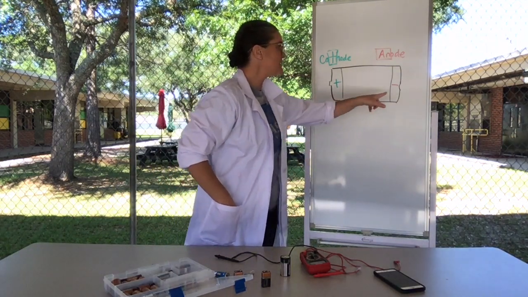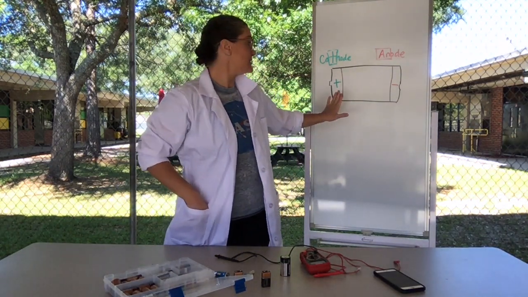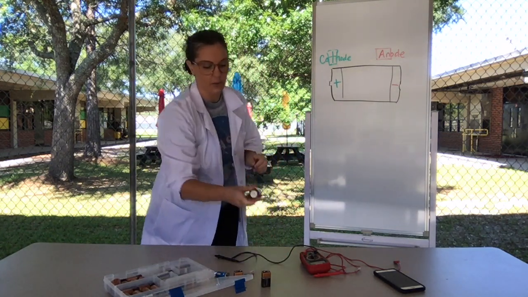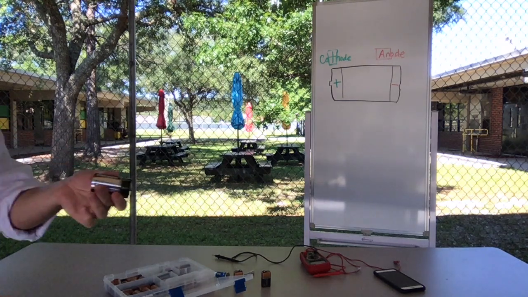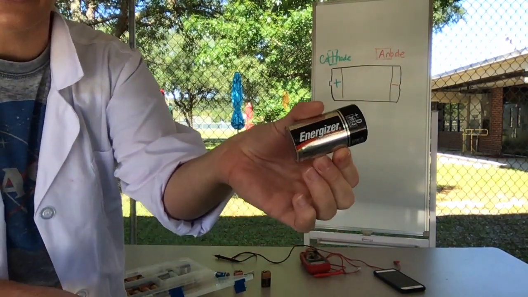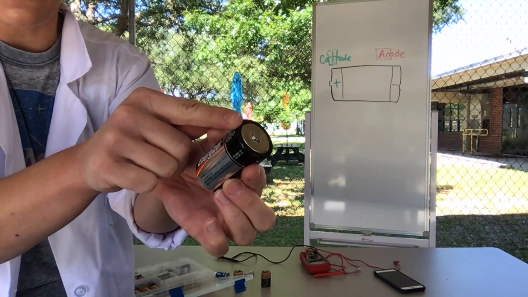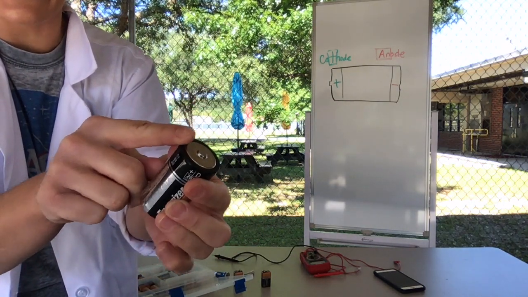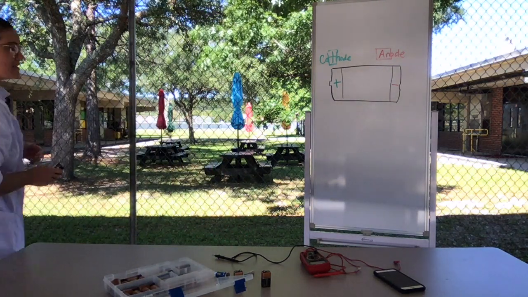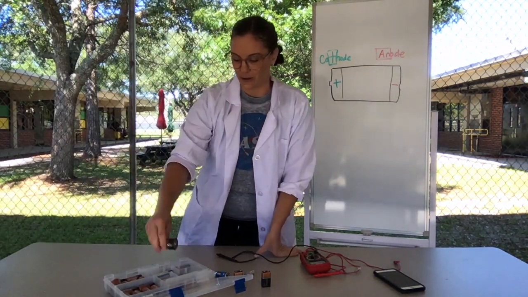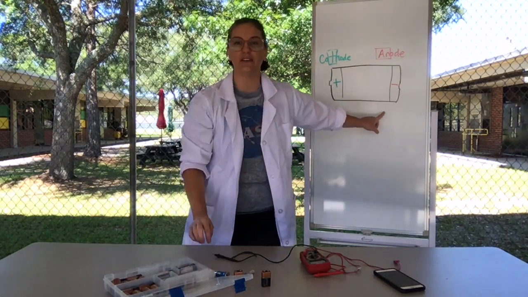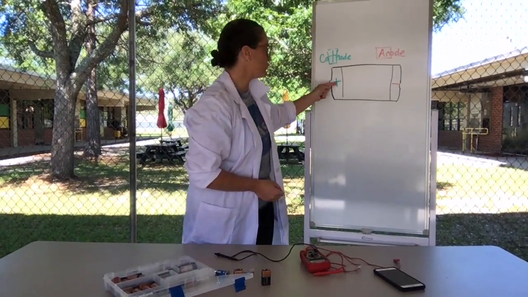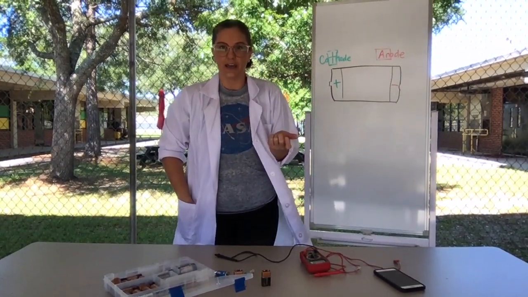And positive and negative means that this side has extra charges and it wants to get to the other side. So when we look at our battery, we see the bumpy side, the cathode side, the positive side, and the negative side. The positive side has extra electrons that it wants to give away. It's so generous, your cathode is, and it wants to give them away to the anode.